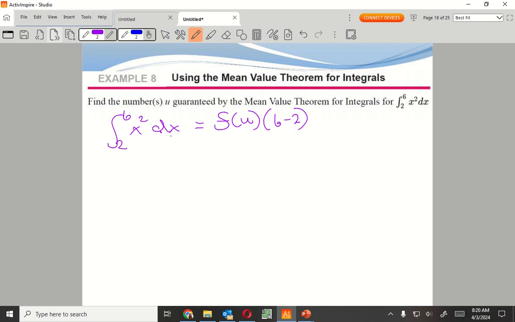So let's take my integral and do the integral. The integral of x squared is going to give me, very good, x cubed divided by 3, and that's with my bounds from 2 to 6.